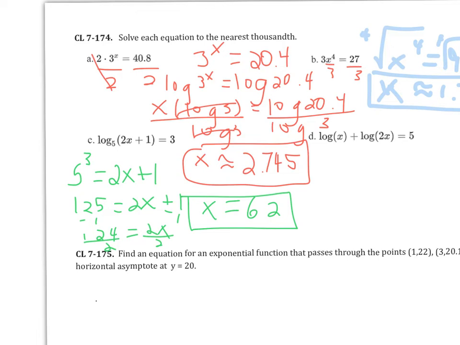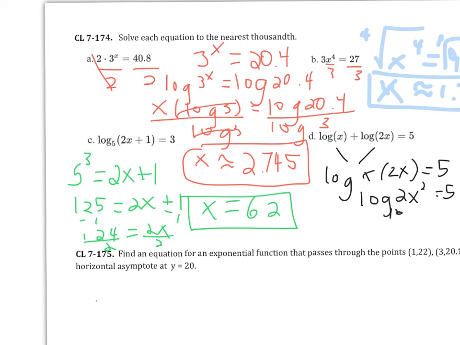And then let's switch to black here. To make these two logs one log, if you recall, because of adding, we're going to multiply these two together to make that one log. So we're going to get the log of 2x squared equals 5. And then we rewrite that exponentially, and this has a base of 10 if we don't have one written. So it's going to be 10 to the 5th equals 2x squared.